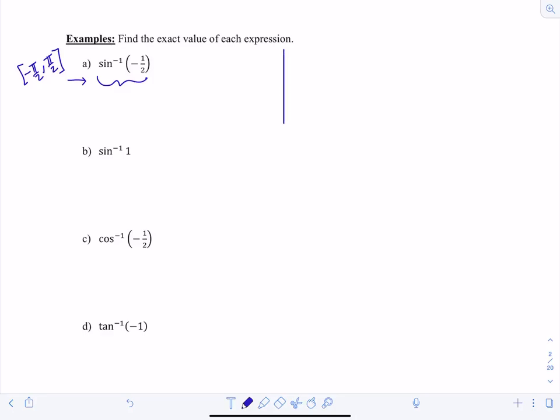So what I want to do is think to myself, all right, when is sine equal to negative 1/2? Well, that would be at a pi over 6 reference angle, okay? And if sine is going to be negative, and I can only give my answer between pi over 2 and negative pi over 2, it's going to have to be in quadrant 4. So what would the answer be? Well, it's going to be over here at negative pi over 6. And that's really it, okay?